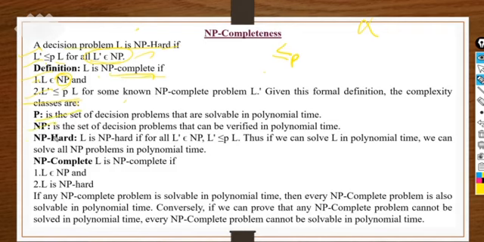So P class problem, NP, NP hard and NP complete problem, this is shown here as we have already discussed. If any NP complete problem is solvable in polynomial time, that is the key point of Cook's theorem that I have mentioned to you, then we can say every NP complete problem is solvable in polynomial time, right? Conversely, if we can prove any NPC problem cannot be solved in polynomial time, then every NPC problem cannot be solved. If one cannot be solved, then all will not be solved. If one can be solved, then everyone can be solved.